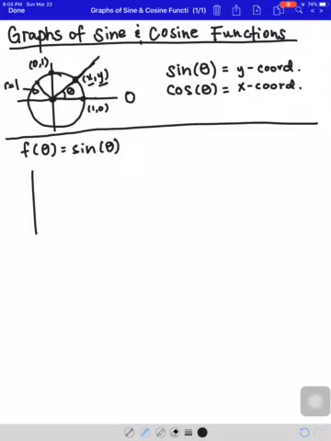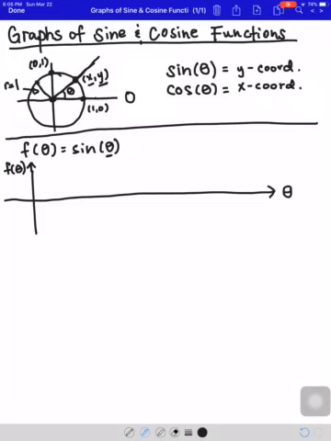Right, so let's go ahead and set up our axes. Our horizontal axis, which is usually our x-axis, in this case, notice our input is theta. So what we really have is a theta axis. And then our vertical axis is going to be our function values, f of theta. And now let's go ahead and plot some points.